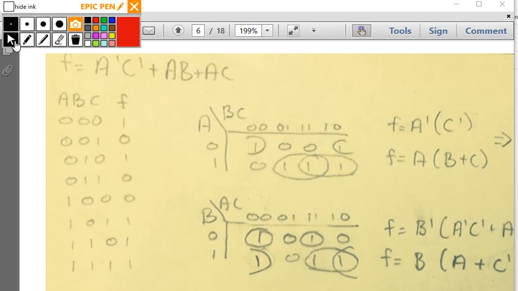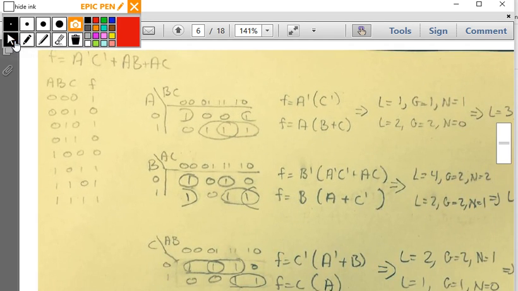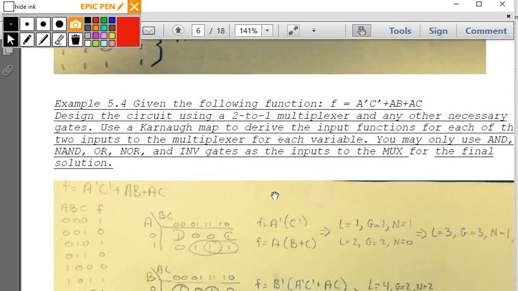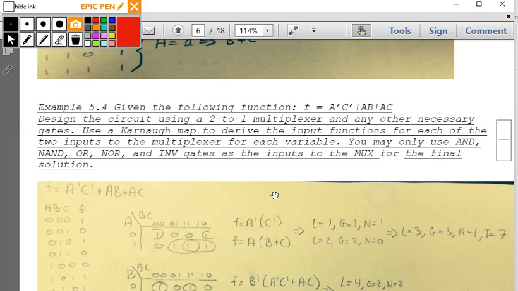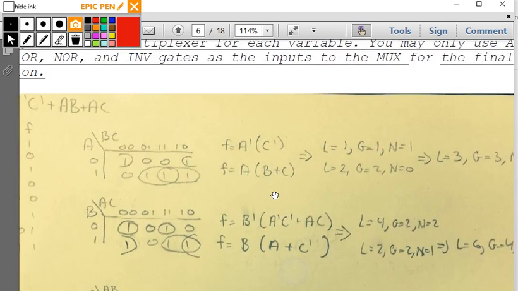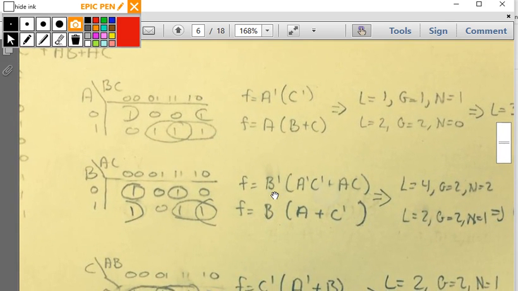So on each of these, I have done an example of a K-map about each variable. So here I've asked you to derive the input for each of the 2 inputs to the multiplexer for each variable. So what that means is I wanted you to do the K-map for A, B, and C. So in this case, we're doing the Shannon expansion about A. The second one, we're doing the Shannon expansion about B. And here we're doing the third Shannon expansion about C.